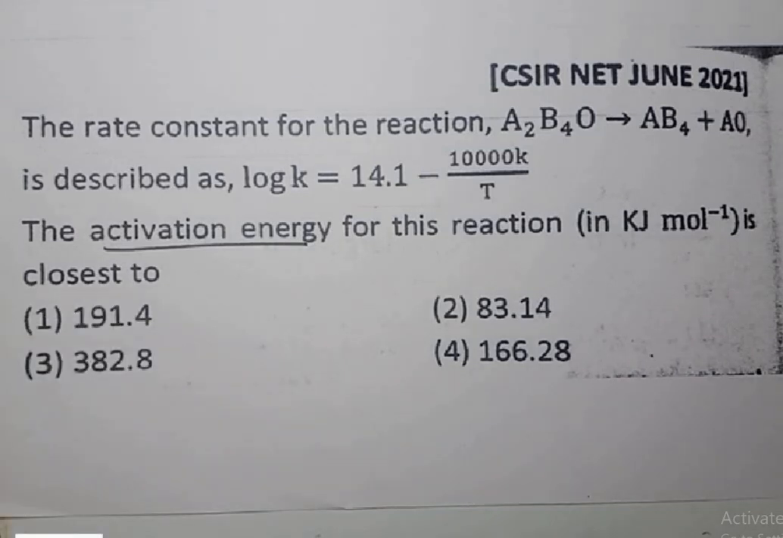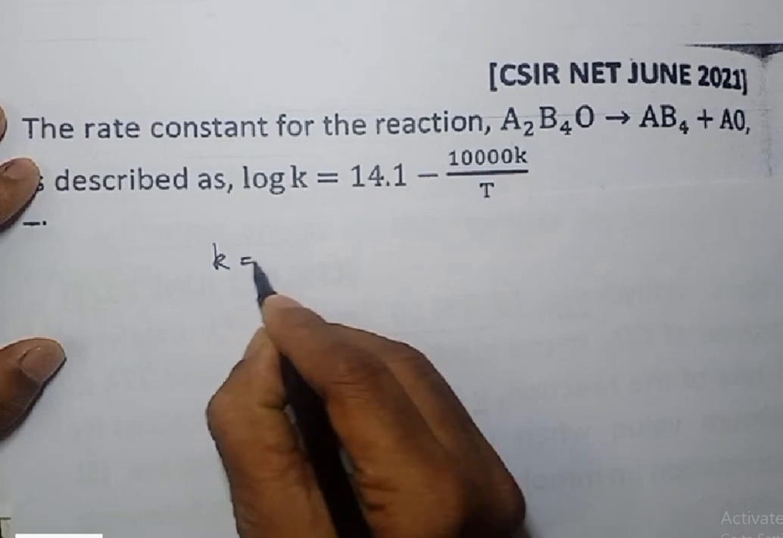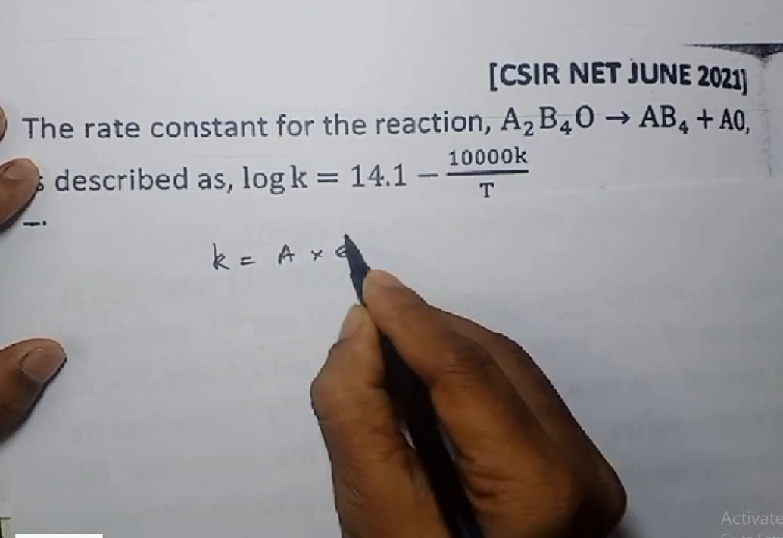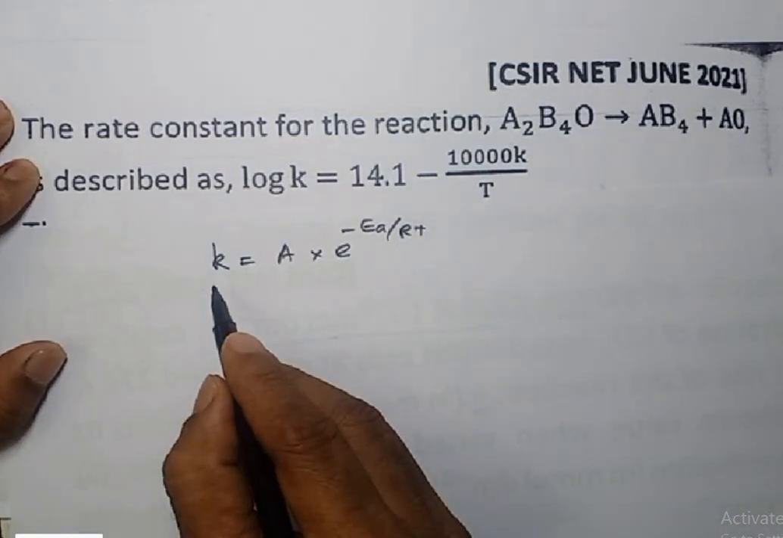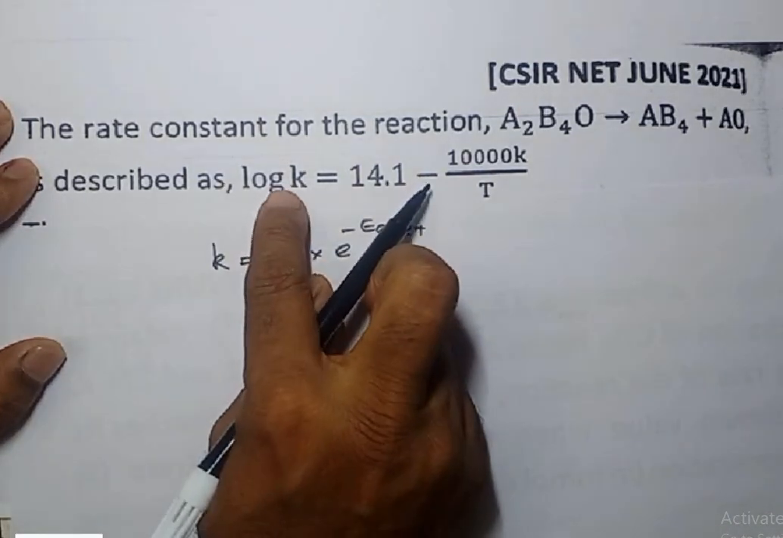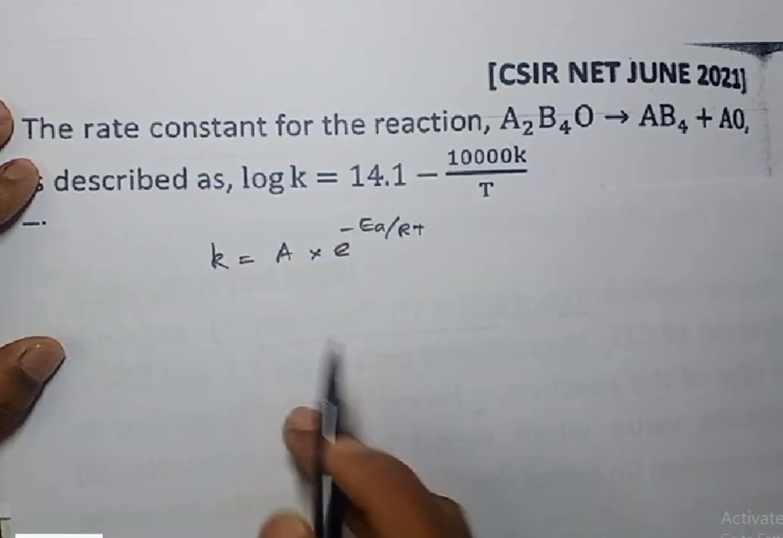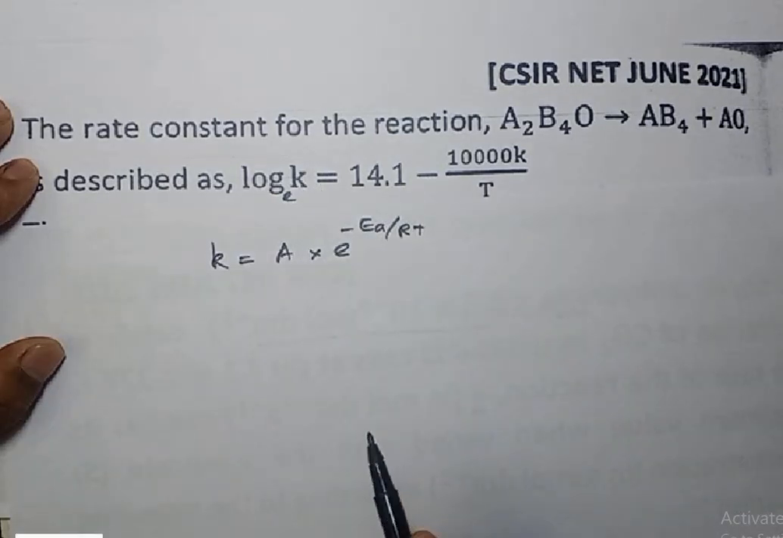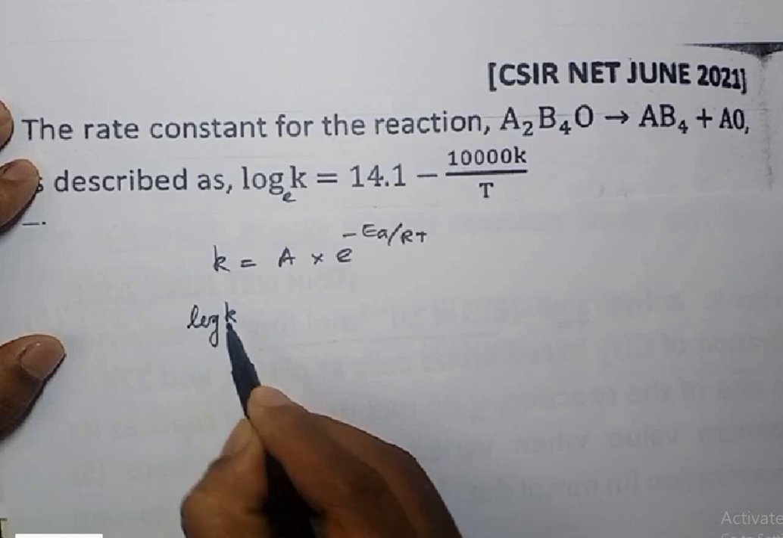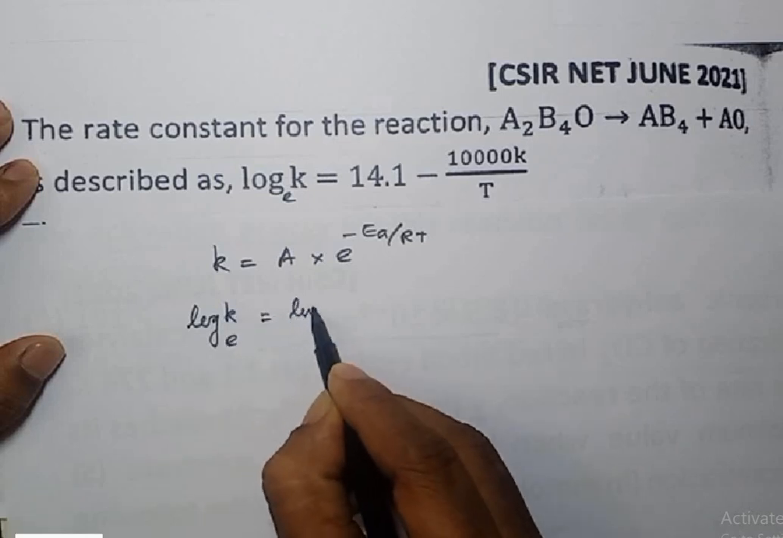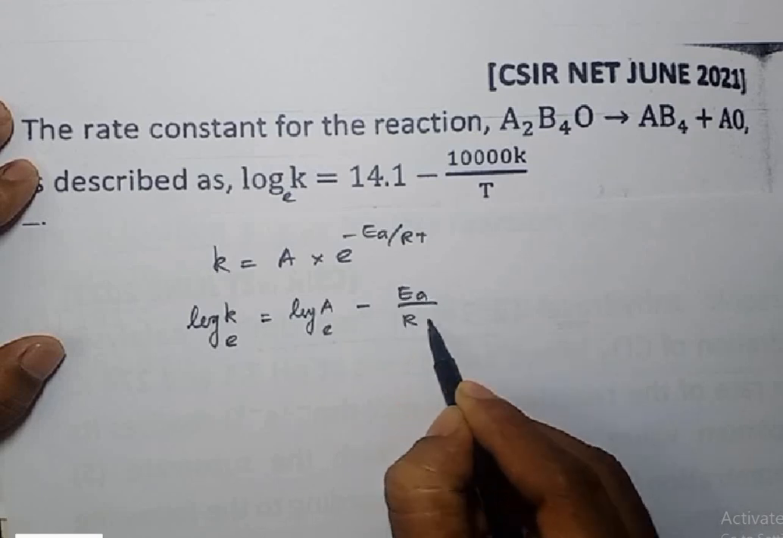How to proceed? Listen, you know very well, as per Arrhenius equation, K is equal to A into e power minus EA by RT. Now, you take ln K. This is not actually log base 10 of K, this is actually ln K, or you can also say log K base e. So if you take log K base e for this, I will get log A base e and this becomes minus EA by RT.